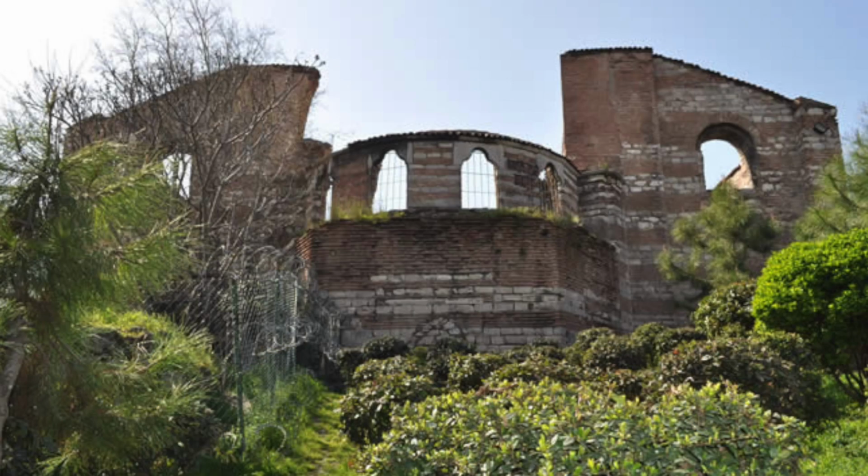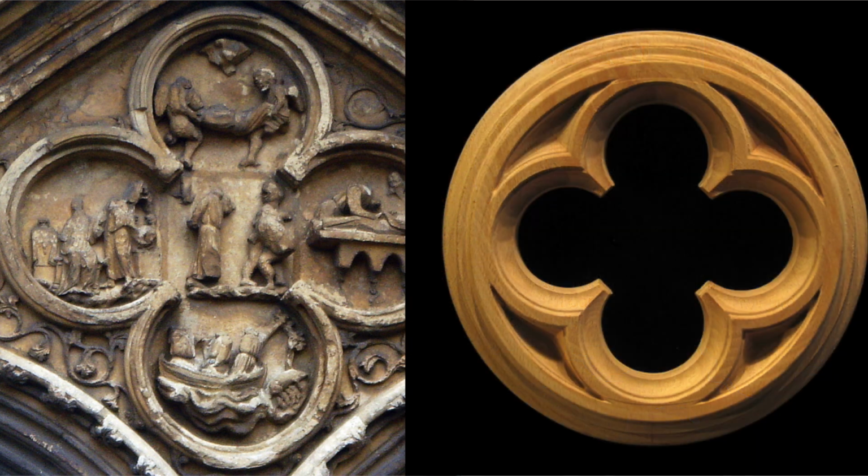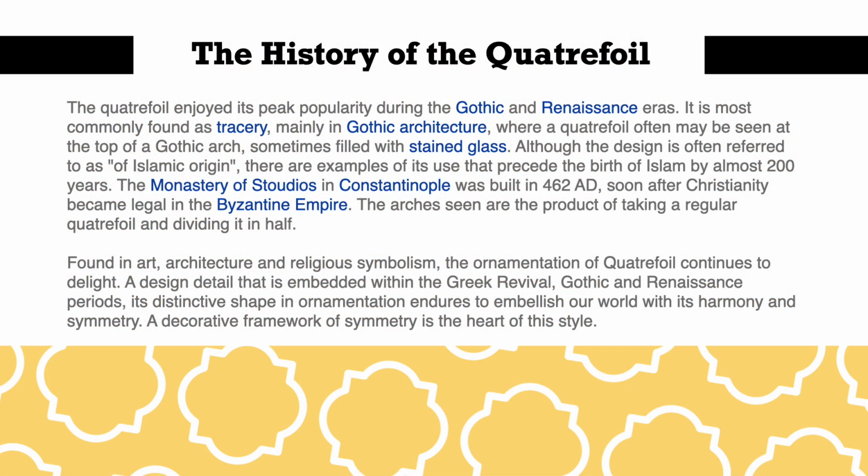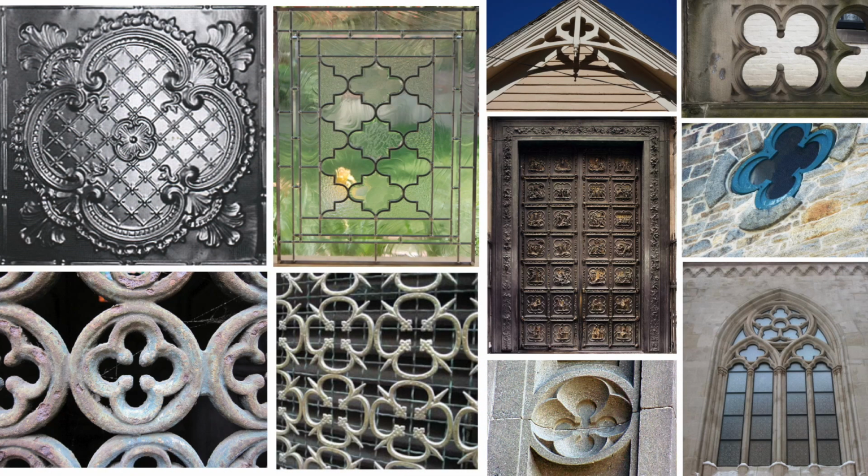The monastery of Studios in Constantinople was built in 462 AD, soon after Christianity became legal in the Byzantine era. And the arches seen are the product of taking a regular quatrefoil and dividing it in half. So it's often found in art, architecture, and religious symbolism. The ornamentation of the Quatrefoil continues to delight those who look at it and are inspired by it. A design detail that is embedded within the Greek Revival, Gothic, and Renaissance periods, its distinctive shape and ornamentation endures to embellish our world with its beautiful harmony and symmetry.